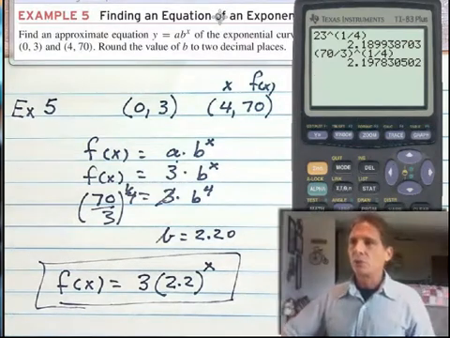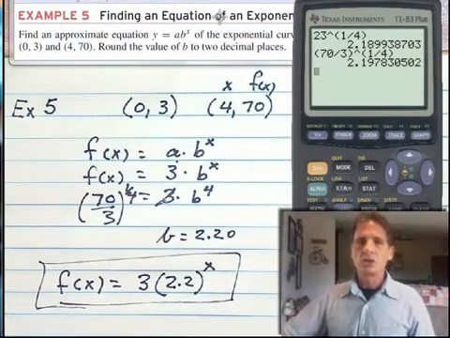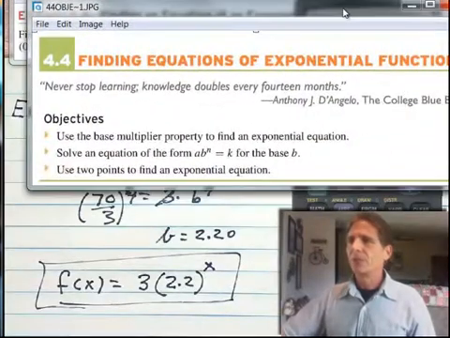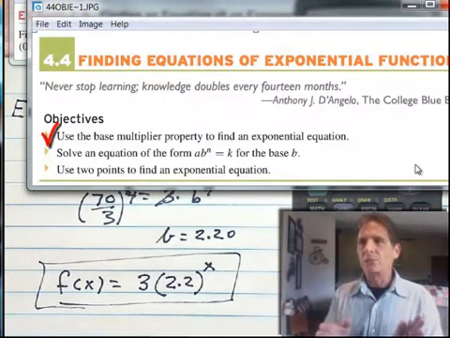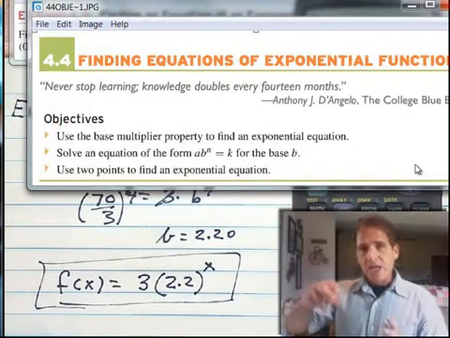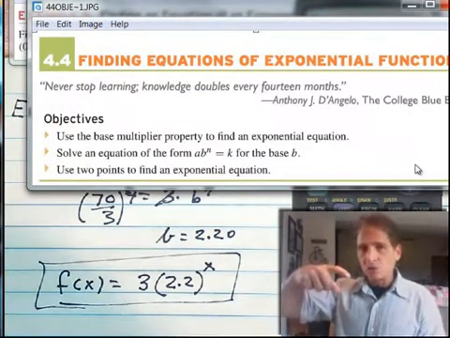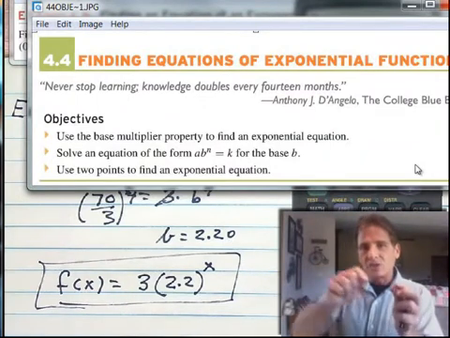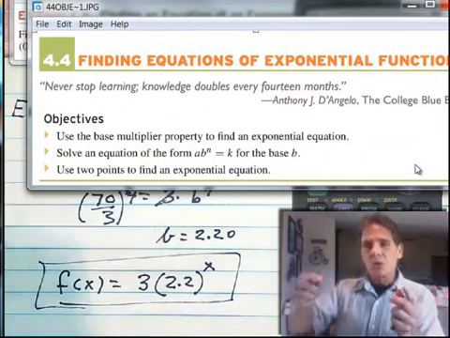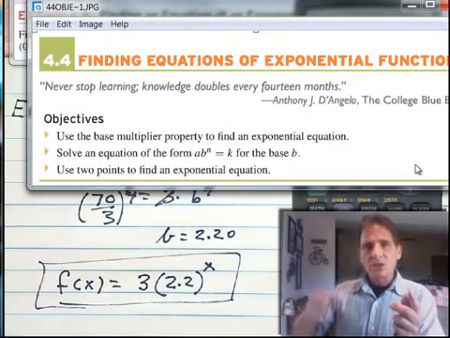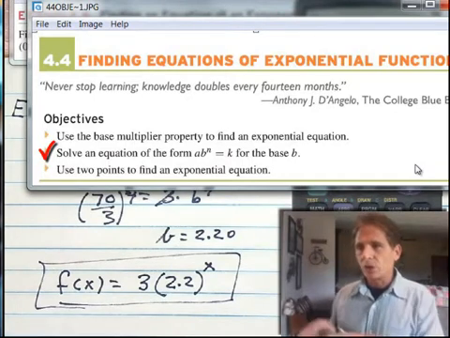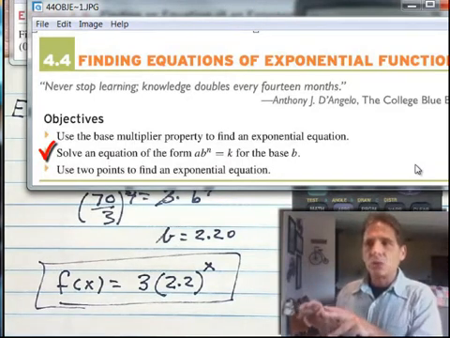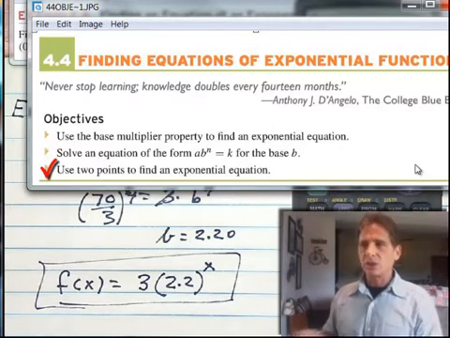Now again, once you finish a section, it's always good to go over the objectives. Make sure you understand how to use them. The objectives, again, were to use the base multiplier property to find an exponential equation. So you'll remember that we had a table of values, and from that table of values, we were able to look at where x is 0 to find the a, and then we looked at the pattern to find the base multiplier. Then we solved equations in that form so that we could do this last third thing, which is use 2 points to find an exponential equation.